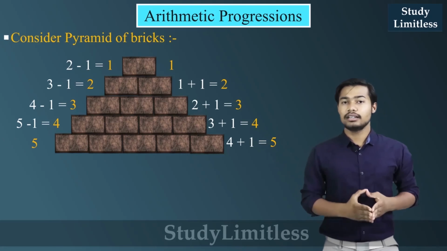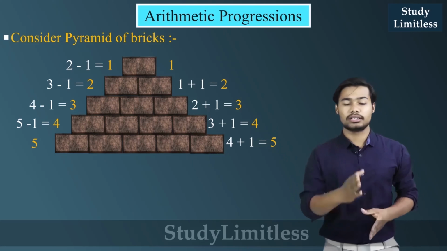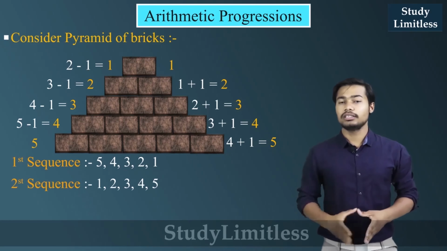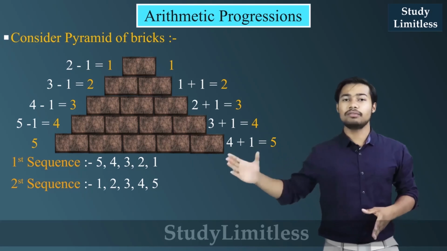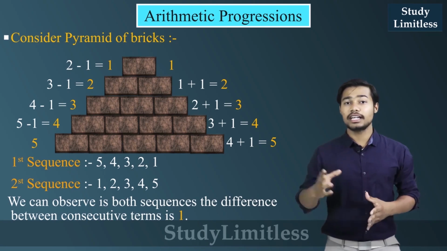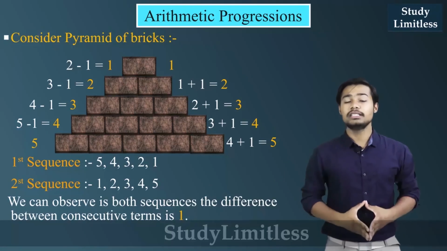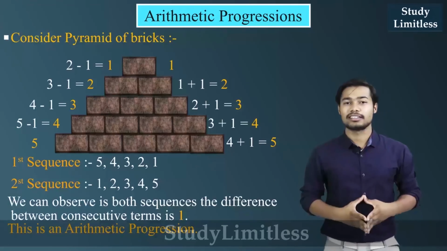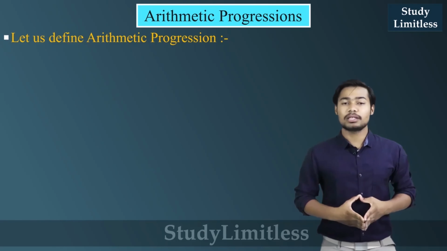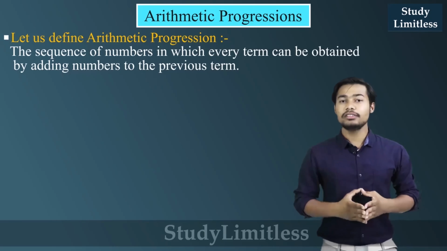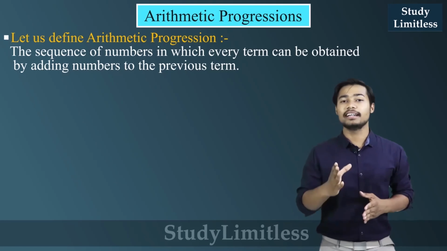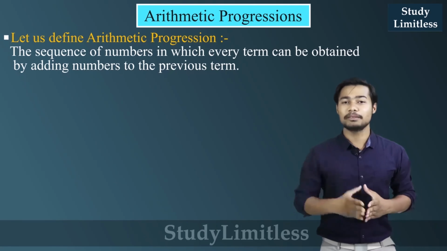So if we write this in sequences, we will get the first sequence as 5, 4, 3, 2 and 1, and another sequence as 1, 2, 3, 4 and 5. So in both the sequences, we can see that the difference between the consecutive terms is 1. That means this is an arithmetic progression. Let us define arithmetic progressions formally. The definition of arithmetic progression says that it is a sequence of numbers in which every term can be obtained by adding a specific number to the previous term.